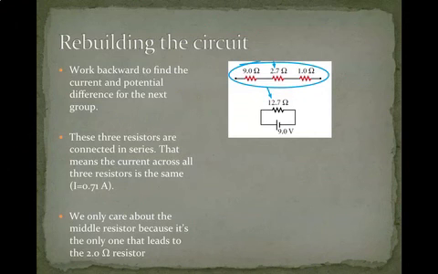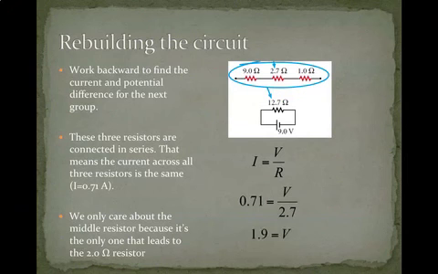We only care about the middle resistor in this case because that's going to lead us to the 2 ohm resistor, which is what our question is. If we had to find all the resistors, we'd be doing this for each one. So we're going to use Ohm's law. We can keep the current because series current is the same. We're going to find the voltage here, so we cross multiply, and we get a voltage across that 2.7 ohm resistor of 1.9 volts. Okay, so hold on to that number. We're going to use that next.